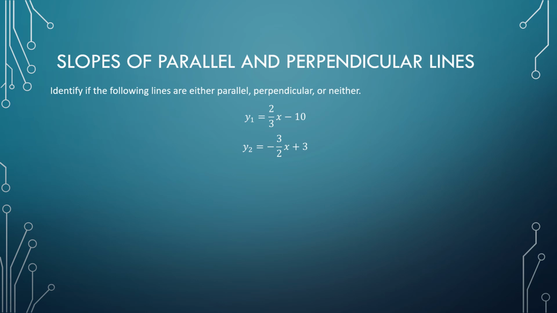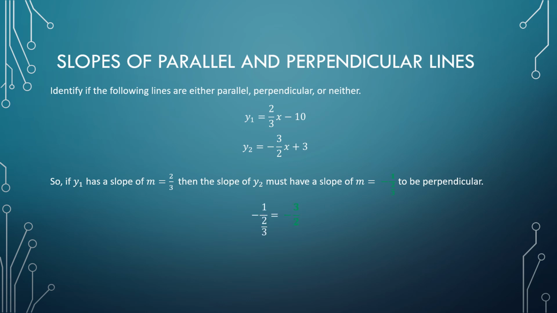For any line with a slope m, there can be a line with slope minus 1 over m that will be perpendicular to the original line. So if y1 has a slope of m equals 2/3, then the slope of a line perpendicular to y1, which is y2, must have a slope of minus 1 over 2/3. Applying our rules for dividing by fractions, we do in fact get minus 3/2 for the slope of y2, which confirms that the lines are perpendicular to each other.